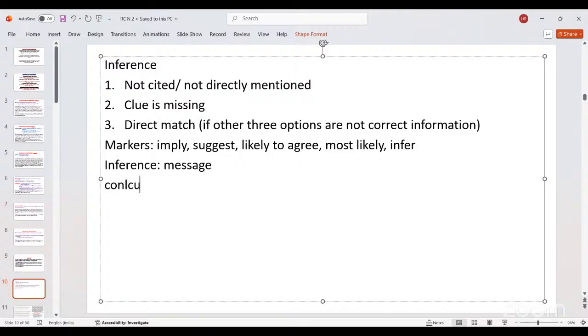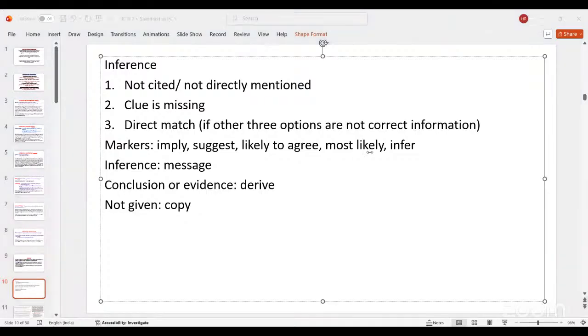Now, what will be the segregation of deriving or picking? If a conclusion or evidence is directly given, in that case it will be deriving, so you have to derive the information. If a conclusion or evidence is not given, then you can believe in copy-paste information. In that case also you have to read, and somehow you have to match it. Now let me show you one or two questions and then justify the answers.